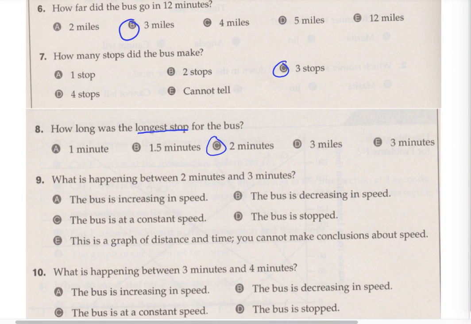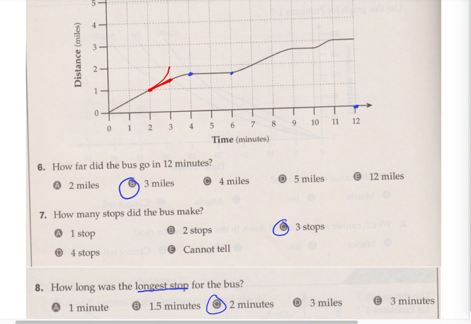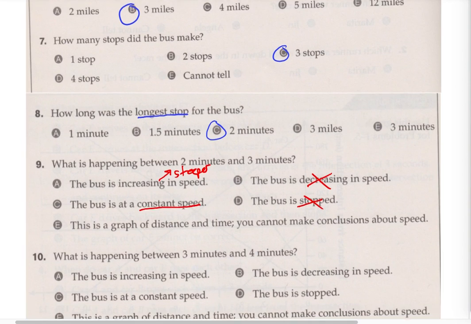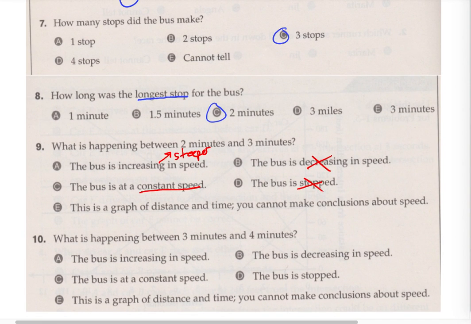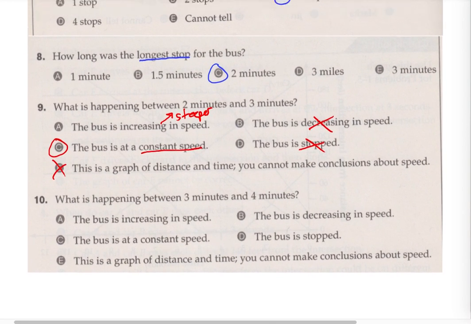The bus is decreasing. Nah. Stopped? No. Constant speed. Yeah, I'm thinking this one sounds good. Increasing in speed, that means it would have to be getting steeper. So is it curving upwards? That'd be something like this, right? So I think no. That's ridiculous. So I think C is the right answer there. Let's see, 10. What's happening between 3 and 4 minutes?